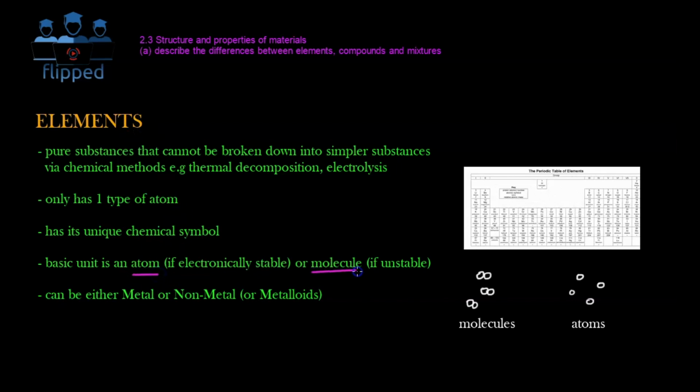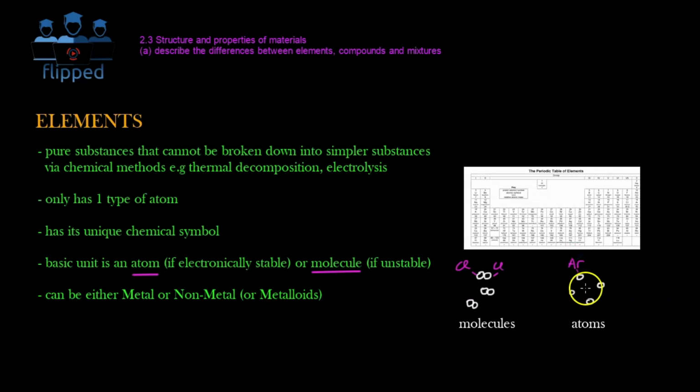We'll talk about this more later in the electronic configuration, but basically elements can exist either as an atom or a molecule. I've drawn here for you, for example, chlorine molecules. These two are individual chlorine atoms. They combine to form a chlorine molecule. Whereas here, for example, they are argon atoms.